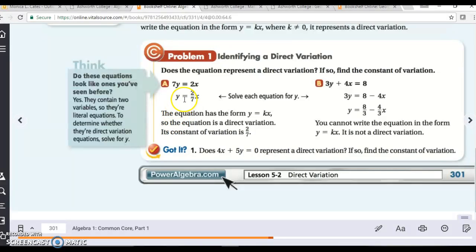And from this equation, we can see it's in the form of y equals kx, where k in this term is 2 over 7. So it's a constant of variation. Let's take a look at b. Again, we have to solve for y.